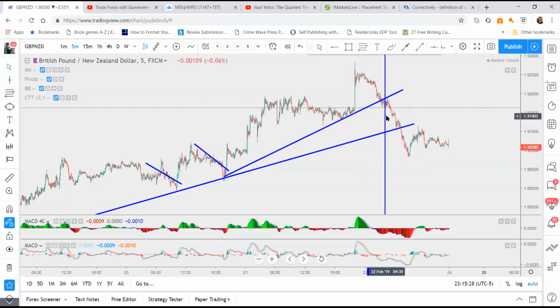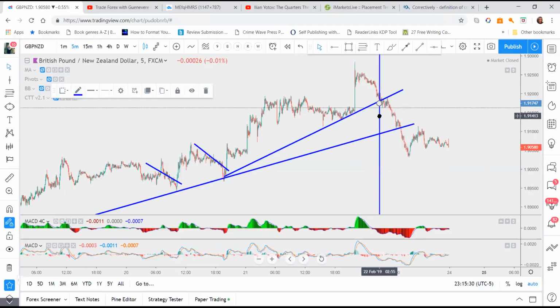Let's move it back a little bit. It crossed and broke at the same time. You see that? So you could have gotten in that, and you'd have been up 145 pips just on a 5-minute trend line break and a MACD cross. And see, we had our correction. Now it's going back to the downside.